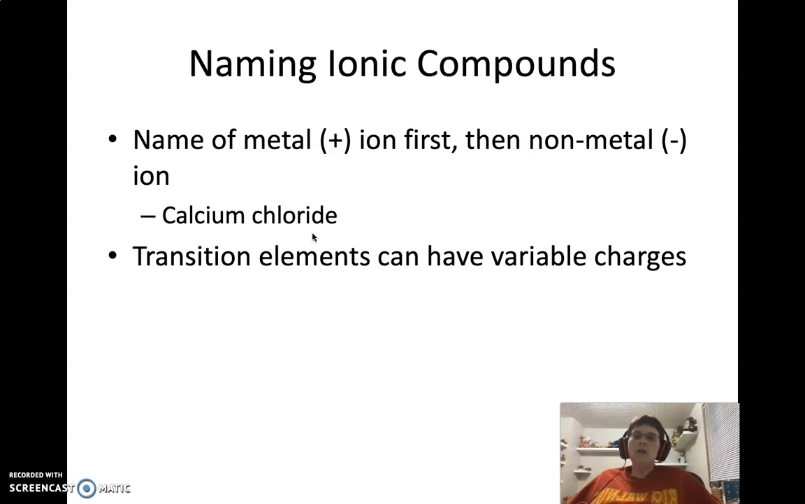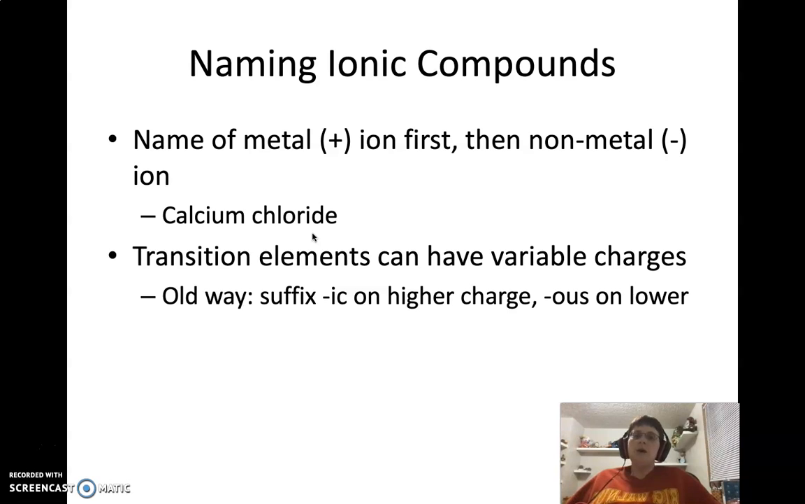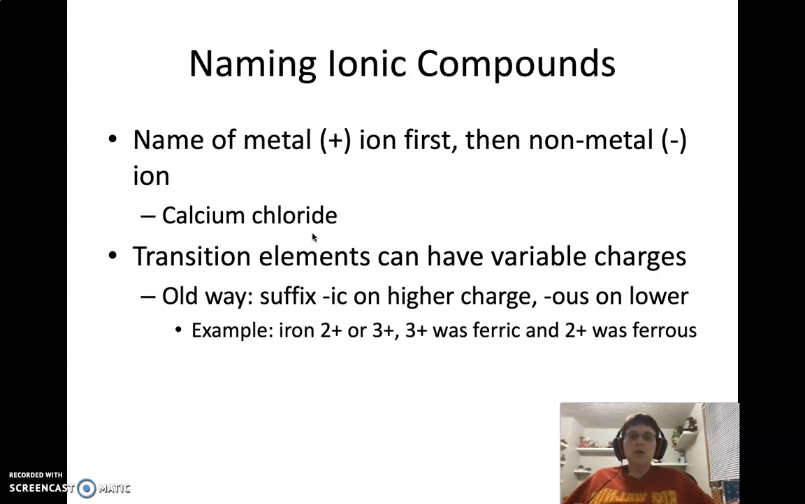Now, transition elements, those metals in the middle, like iron and so forth, remember they can have variable charges. So they can have different ion charges. They can be +2, +7, +6. And we used to put suffixes on these, like ferric and ferrous, and that got really difficult to remember because one was for the higher, so if it was ferric for iron, that was the higher number charge, and ferrous was the lower number charge. We don't do that anymore.